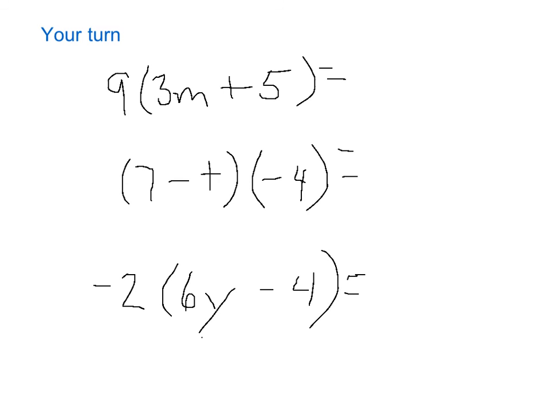Anyway, I have 3 problems that I'd like you to try. And these I need you to bring with you when you come on Monday. We'll start off with 9 times 3m plus 5. Then we will start with 7 minus t times negative 4. And then we'll start with negative 2 times 6y minus 4. Okay? Good luck, give it a shot, and we'll see how you did on Monday.